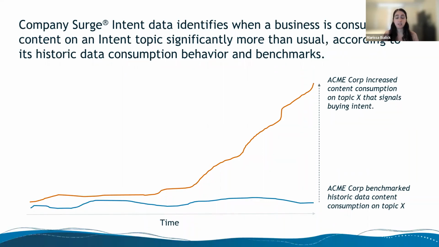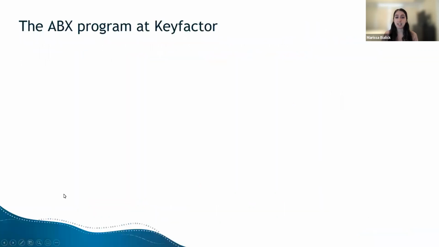We then identify when companies are consuming these topics more than they normally do, which is what we call company surge. So to sum it up, it's a buying intent signal that indicates when a company may be in market for a particular B2B product or service, as well as the intensity of that interest. So with that, I'm going to pass things off to Kelly to tell us how Keyfactor uses intent data.